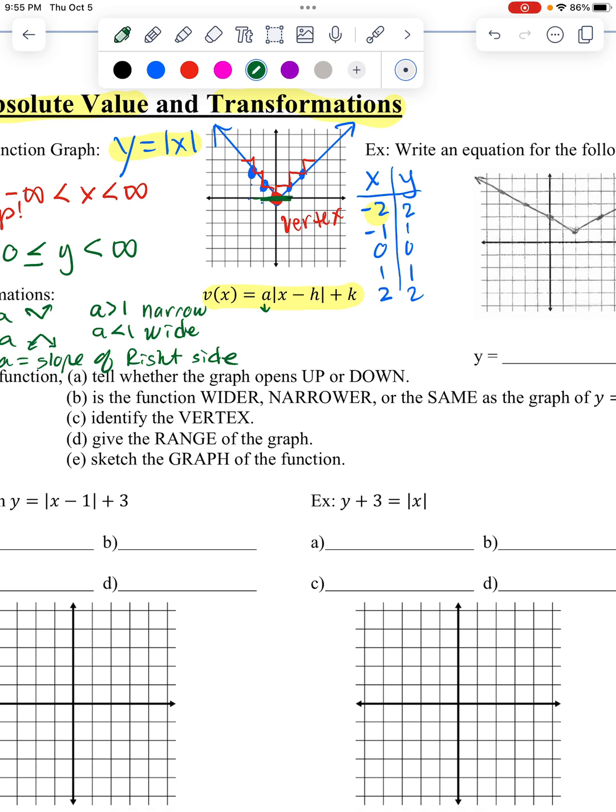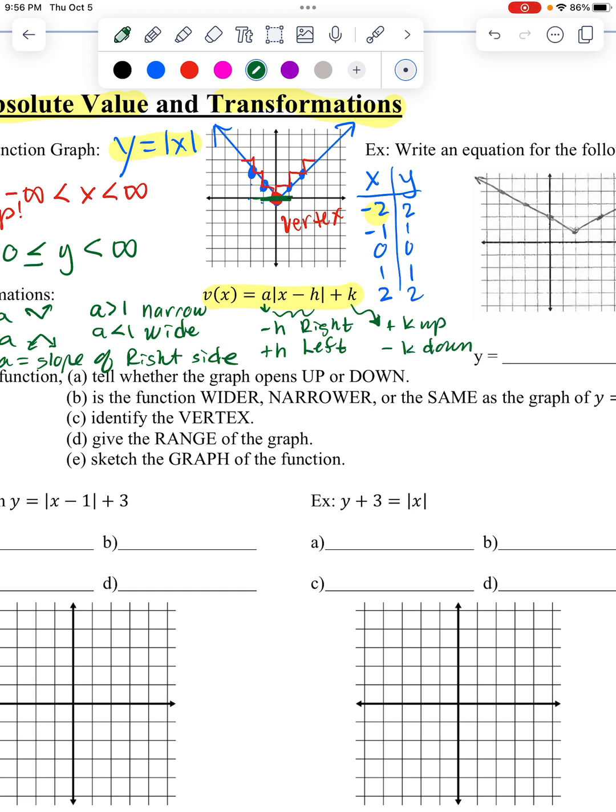And then there is an H and a K in here. What you want to think about is like what we've talked about in the past. Things that are in here with the X move it left and right, but they always do the opposite of what you expect. So a negative H in there is actually going to move it to the right. And a positive H in there is actually going to move the whole thing to the left. The K on the outside is on the outside of the bars, and it's going to do what you think. It's going to move it up if it's positive and down if it's negative.